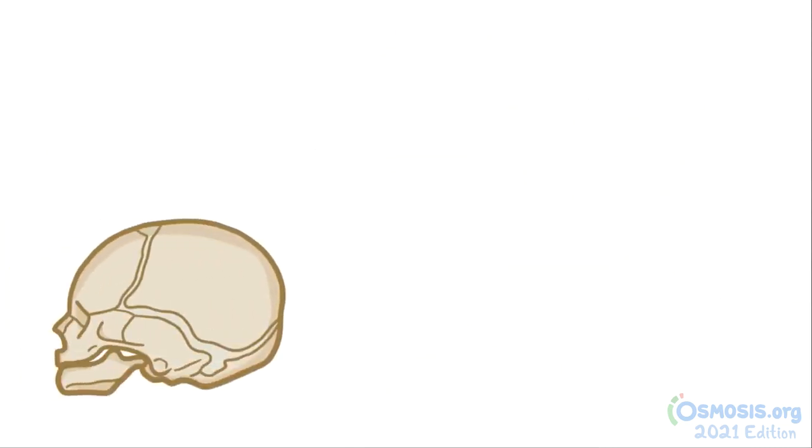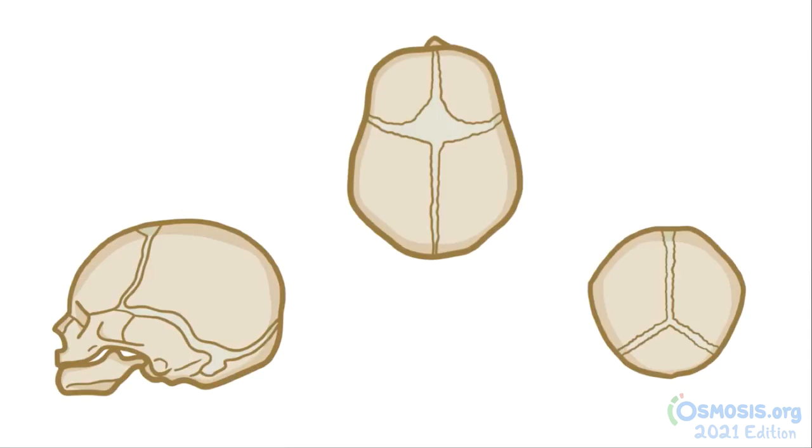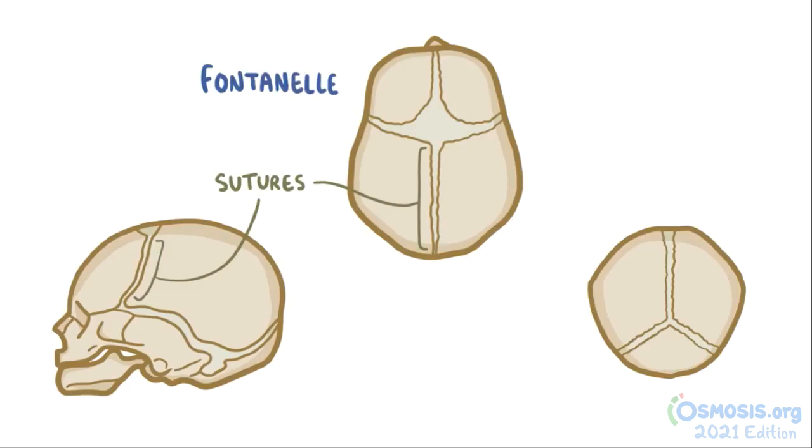When a baby's born, the skull bones are not fused, and it looks a bit like a jigsaw puzzle where the pieces haven't quite snapped together. Between the bone plates, there are long, narrow, fibrous sutures that hold the skull together. Wide openings called fontanelles exist at the points where more than 2 bones come into contact.